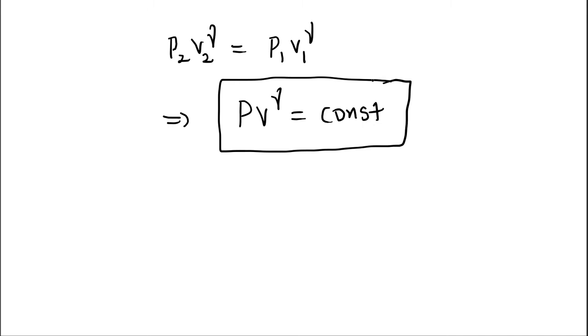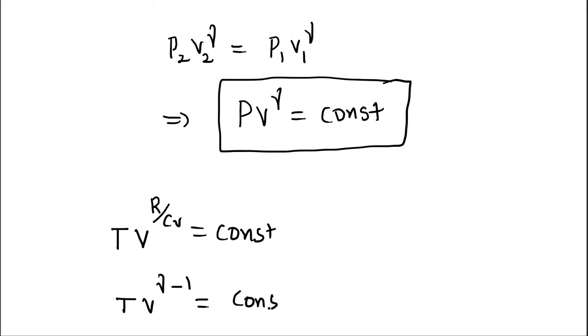So this is the relationship between pressure and volume. So far we have learned the relationships between temperature and volume, and pressure and volume. So T times V raised to the power of R over Cv equals constant, which is basically T times V raised to the power of gamma minus 1 equals constant, and the other relationship is PV power gamma equals constant.